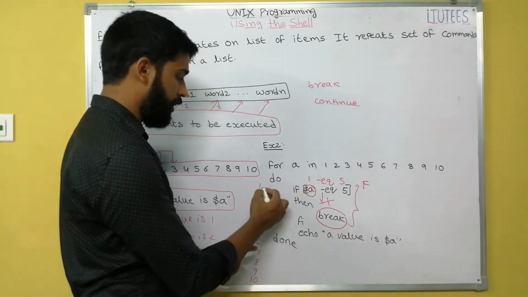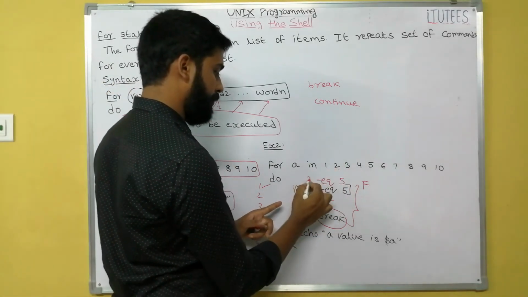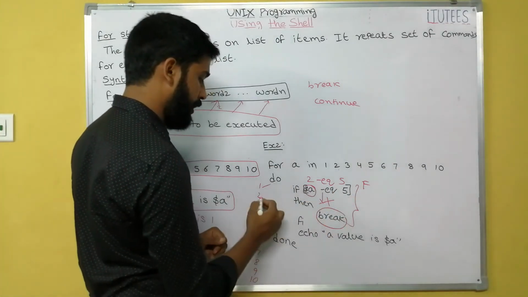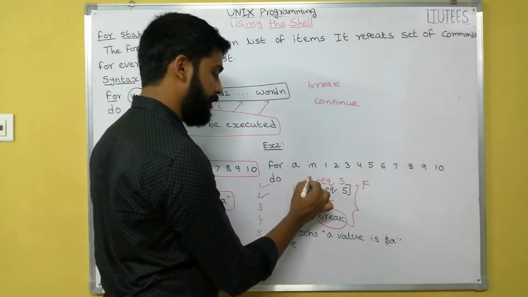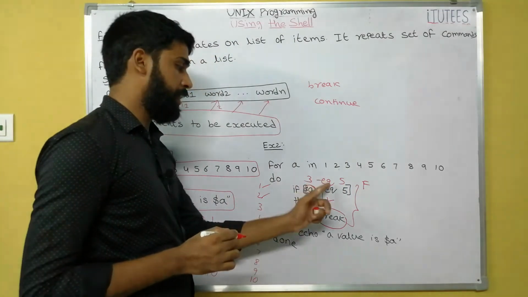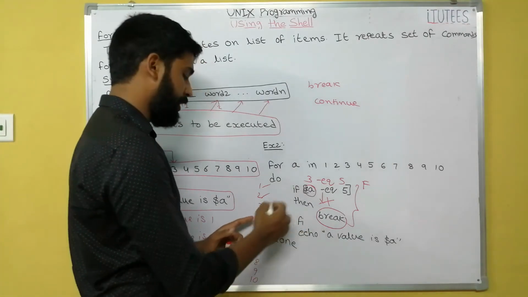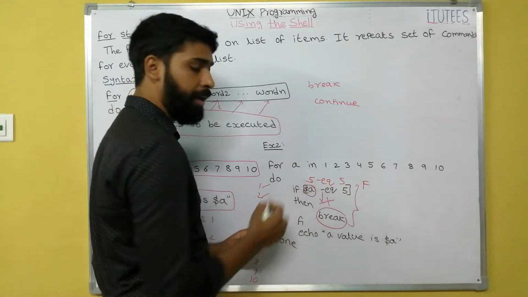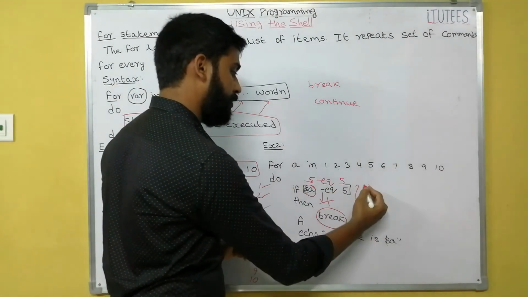So we don't enter into this block. Go to here, print a value 1. Next iteration a equals to 2. 2 equals to 5, false. So enter here, print 2. In next iteration a value becomes 3. 3 equals to 5, false. So go to here, print 3. Next iteration 4. In next iteration a value becomes 5. 5 equals to 5. Yes, it is true now.